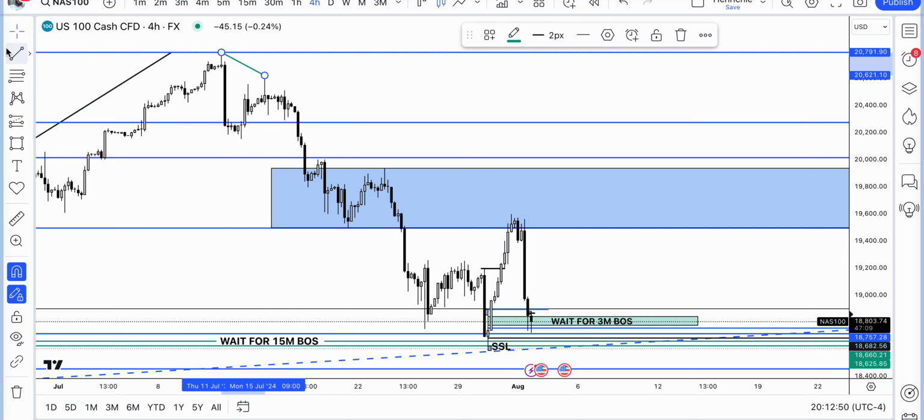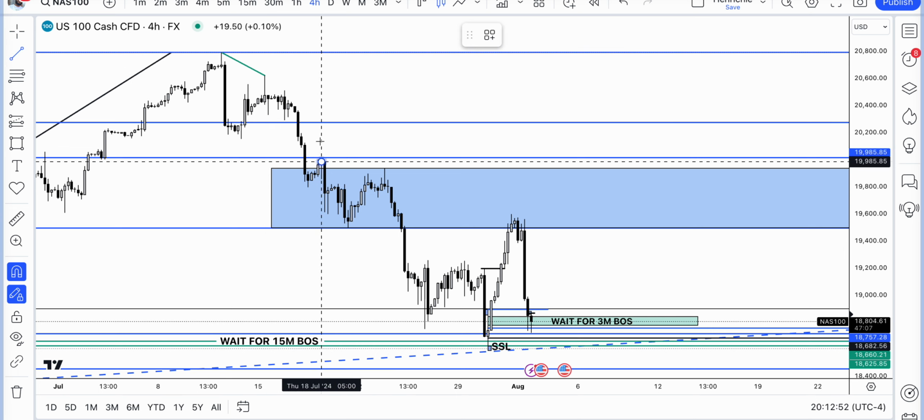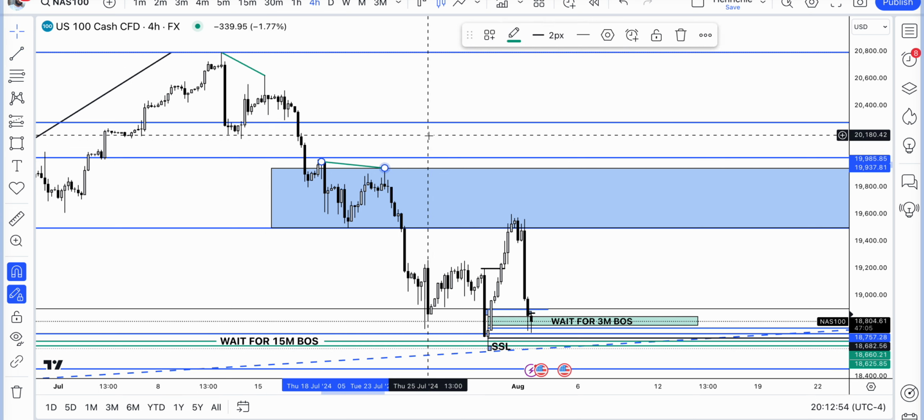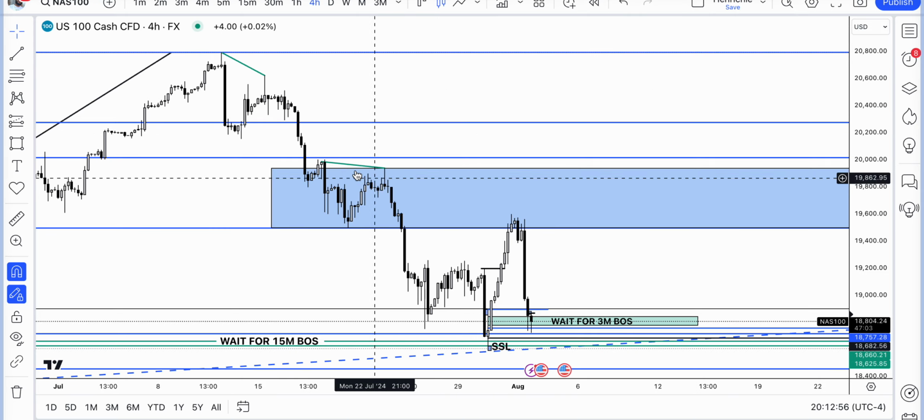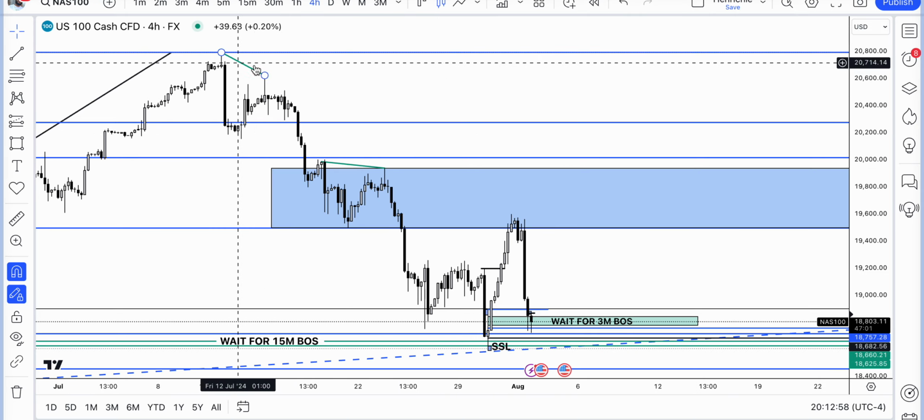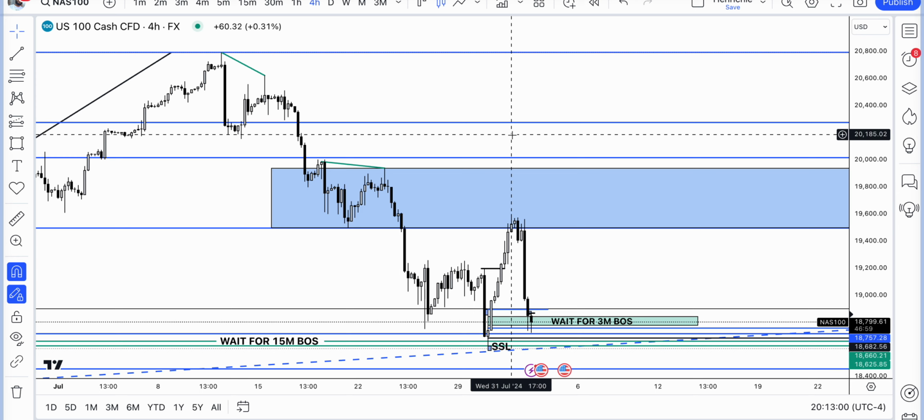Buy side liquidity resting right here. Low resistance liquidity resting right here. So these are going to be my targets. First target, second target. So take note, we do have non-farm payroll coming out today.